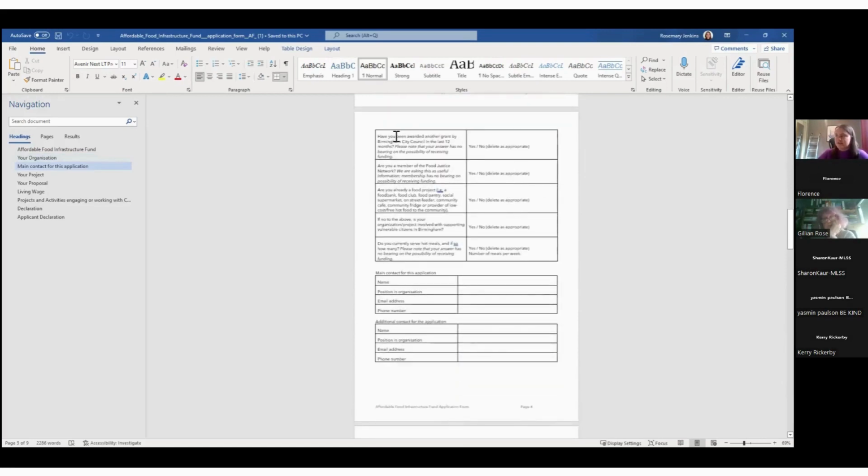Have you been awarded another grant by Birmingham City Council in the last 12 months? The answer to that doesn't affect your ability to receive the funds. Also worth noting that if you have received the Emergency Food Aid Fund, you can still apply for this one. There's no exclusivity. You can also apply for this and the Birmingham Food Legends Fund if you want. So you can apply for basically all the different funds. They don't stop you from being able to apply for others.